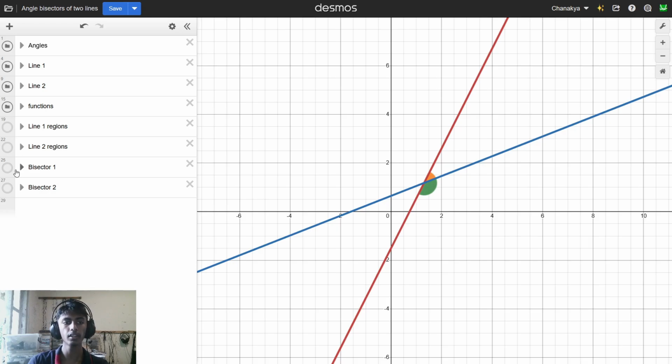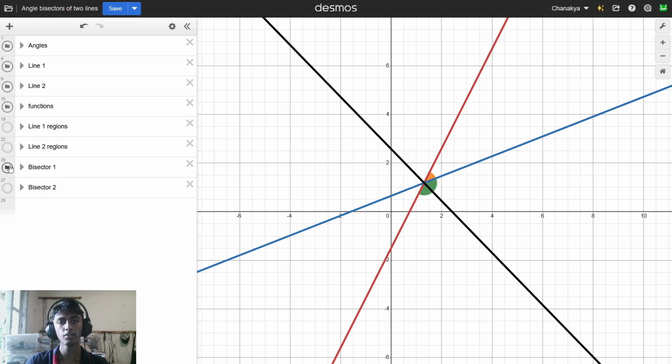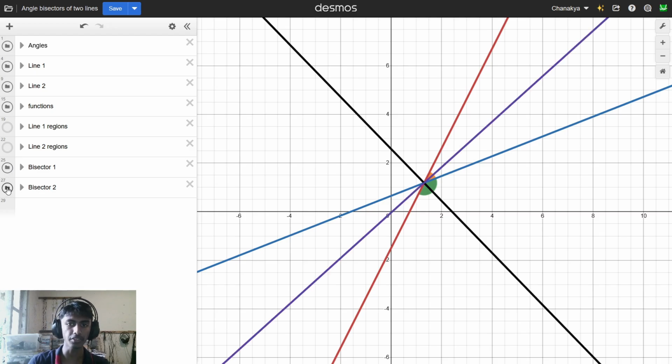Now then, these two angles have their own angle bisectors. For the green angle, we have this angle bisector here. For the orange angle, we have this angle bisector here. We can now see these two separately.